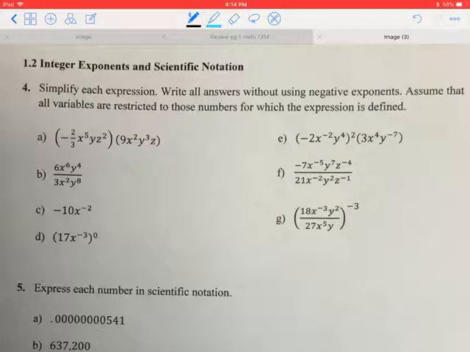Okay, so we're on the second page of the review. We're going to look at number 4, which is our exponent questions. So if we look at A, we are multiplying these two together.